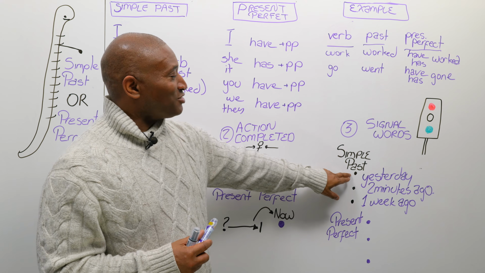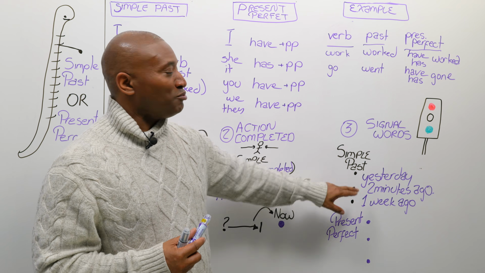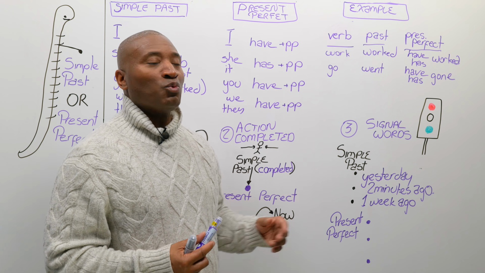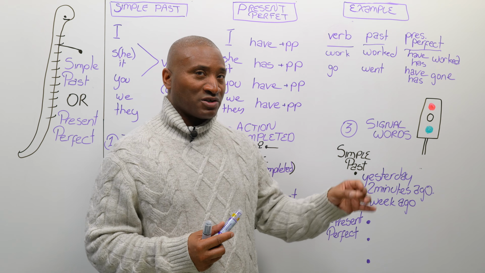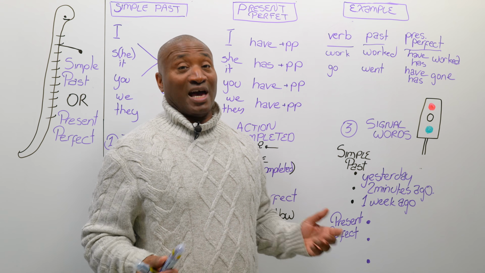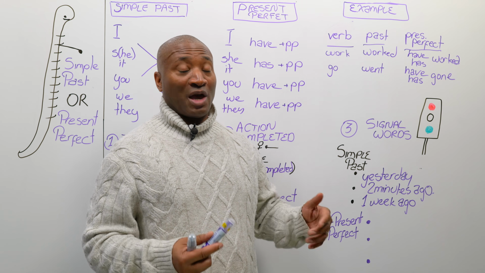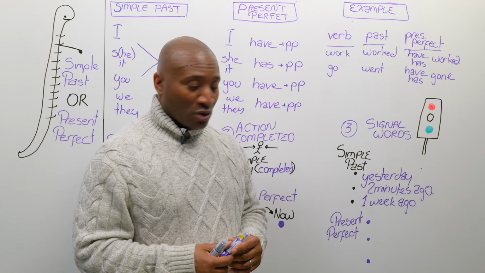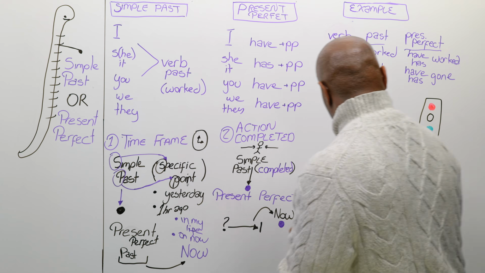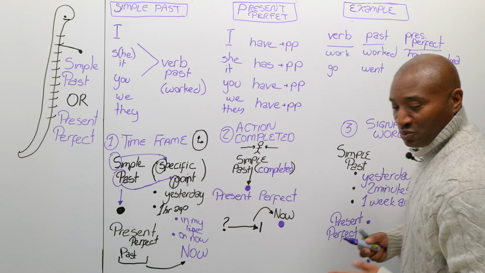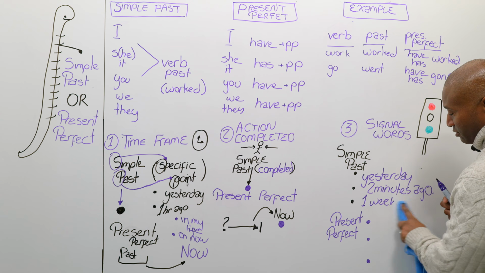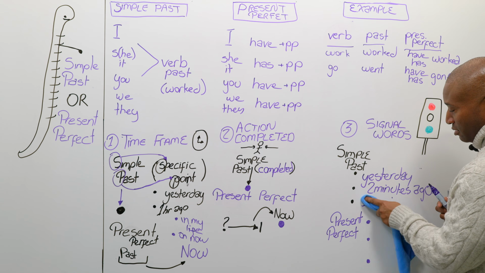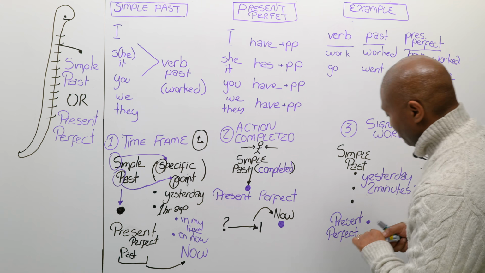Okay? So yesterday, very specific time. 2 minutes ago, exact time. 1 week ago. Okay? This tells me this has happened before at a specific time. So if today is Saturday, it happened a week ago, that would be last Saturday. So you know what? Let's say this. I'm going to change this one just to make it different. You could also say this. Okay? Last week.